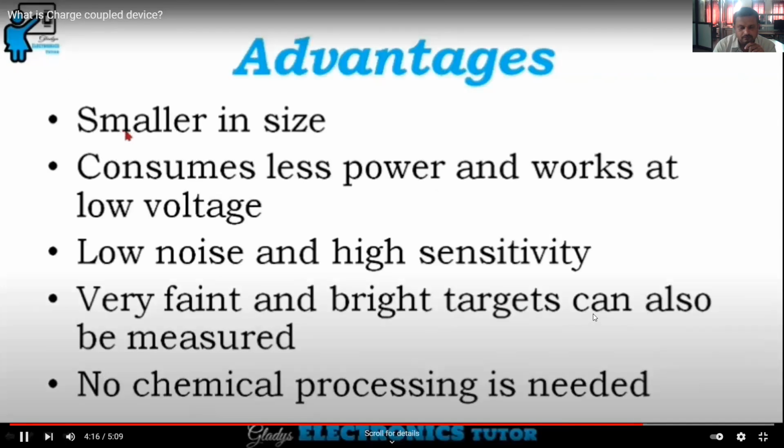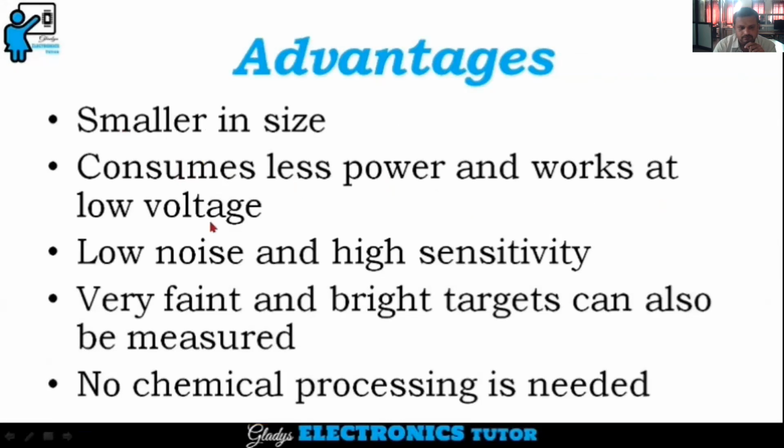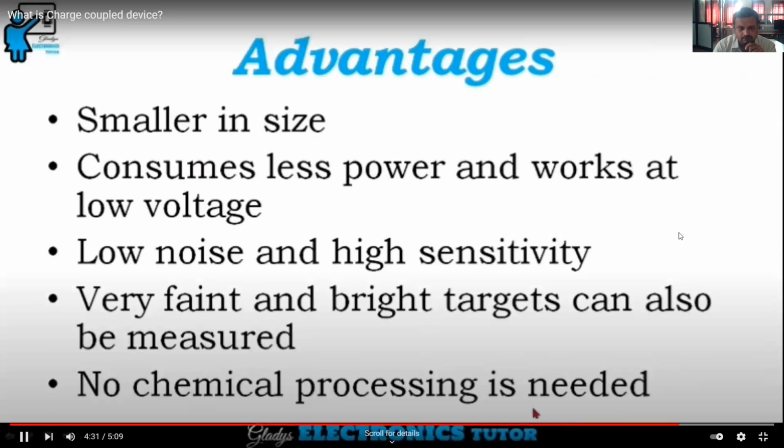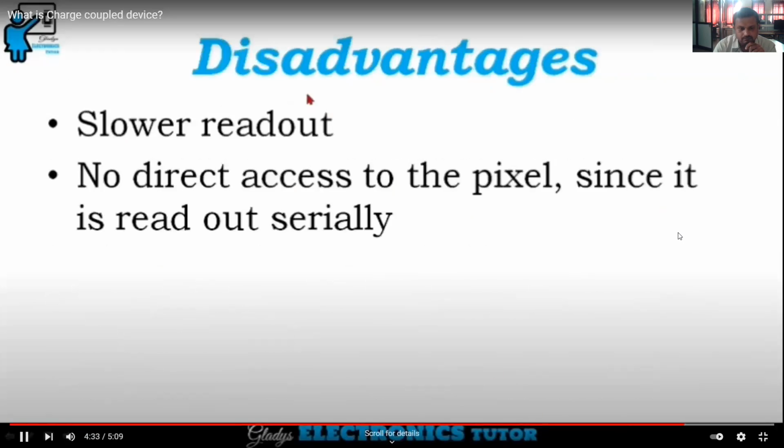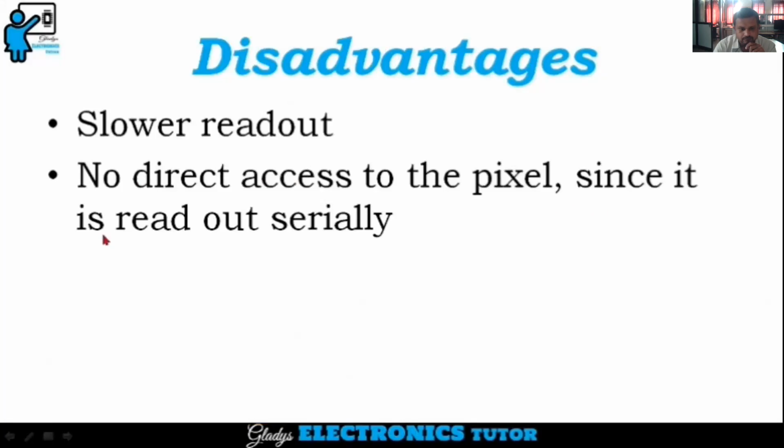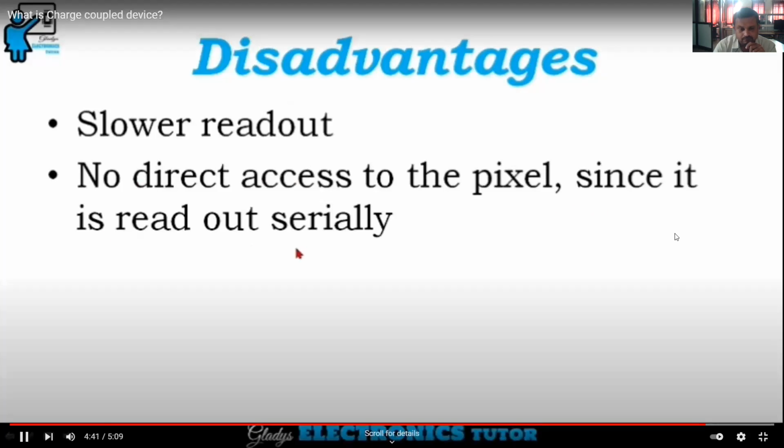images are smaller in size, consume less power, and work at low voltage, with low noise and high sensitivity. Very faint and bright targets can also be measured. No chemical processing is needed. Next are the disadvantages: slower readout, and no direct access to the pixels since it is read out serially.